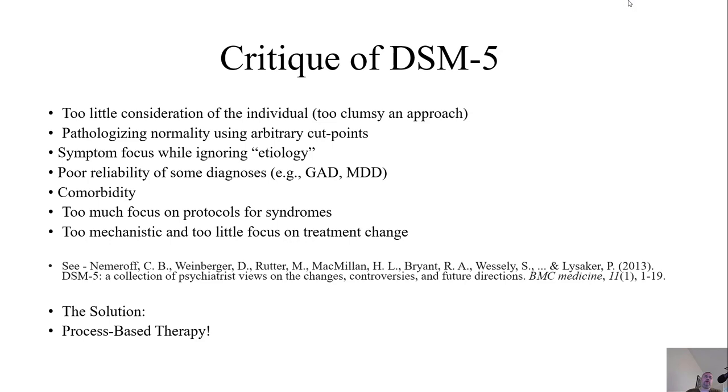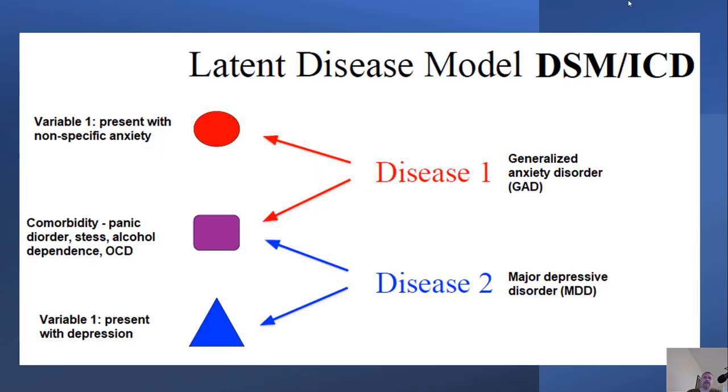Number four, there's poor reliability. So if you've got two clinical psychologists and they're trying to diagnose the same person, one might come up with one diagnosis and another might come up with a completely different diagnosis because of all these comorbidities. And the final point is there's been too much focus on specific protocols for syndromes and the ever-growing list of these things.